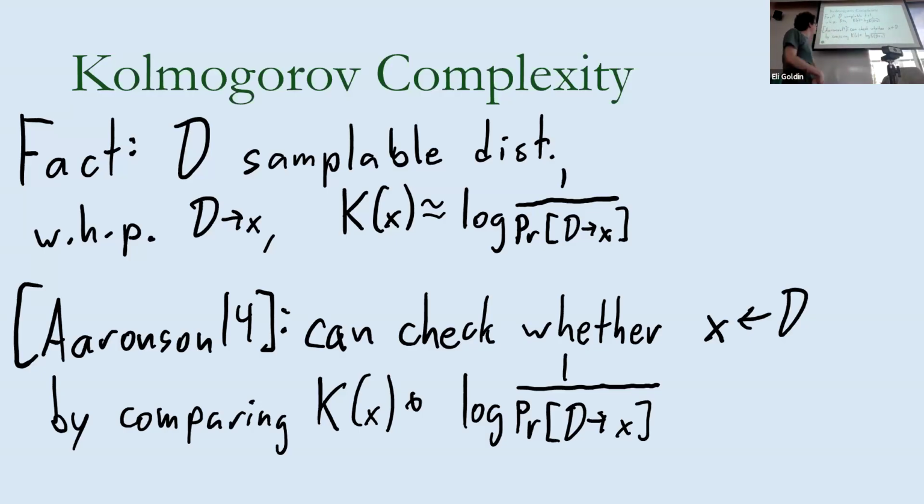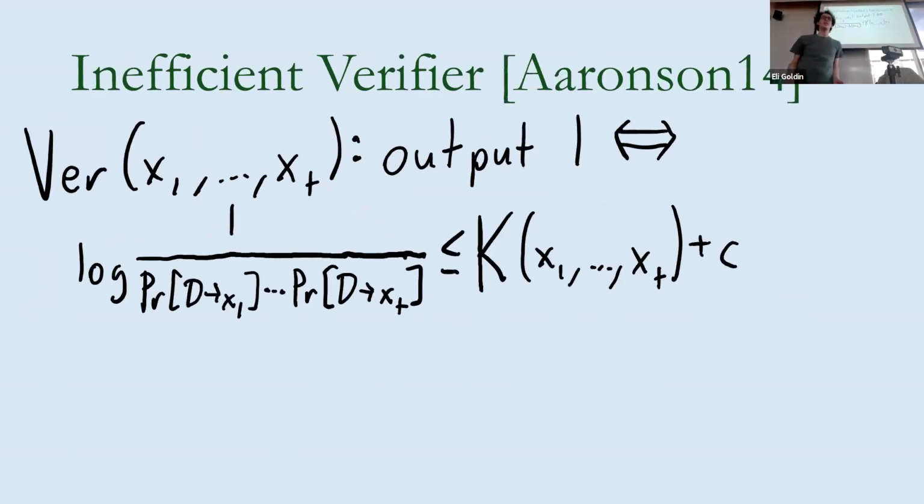But this intuition led to the following idea from Aaronson in 2014: you can check whether a sample comes from a distribution that you know by comparing its Kolmogorov complexity and the value log 1 over the probability that D outputs X. In particular, Aaronson came up with an inefficient distribution verification protocol, although he didn't put it in these words. The verifier takes in samples x1 through xt, and outputs 1 if and only if log 1 over the probability that D outputs x1 through xt altogether is less than or equal to the Kolmogorov complexity of x1 through xt plus some constant.